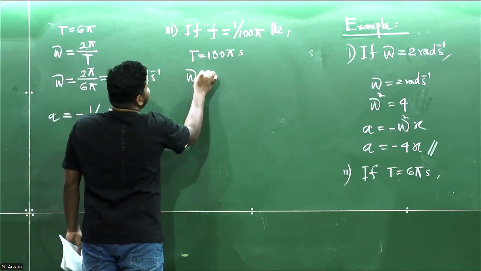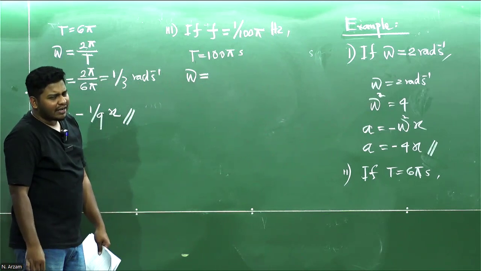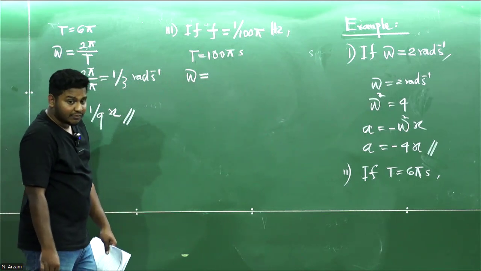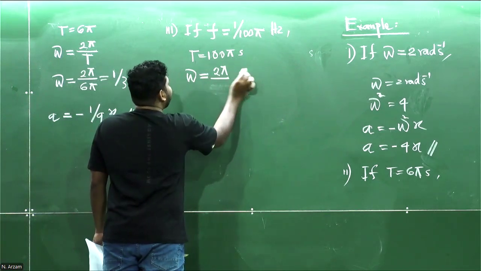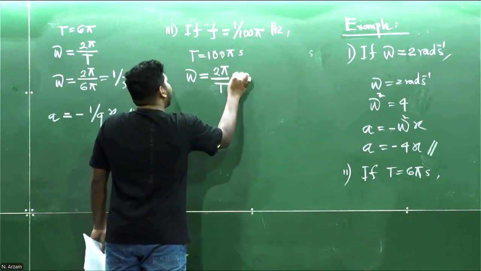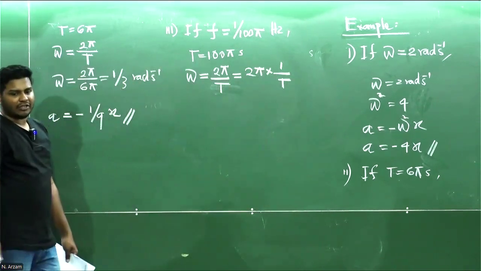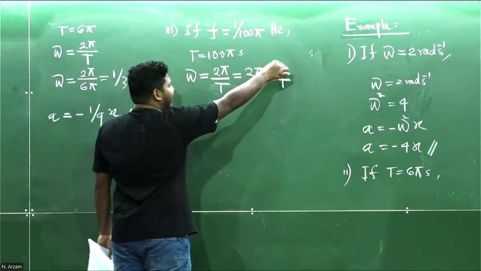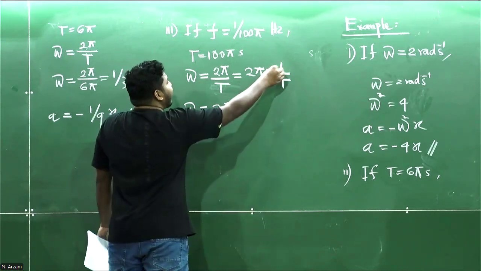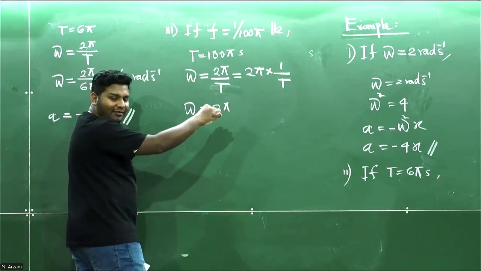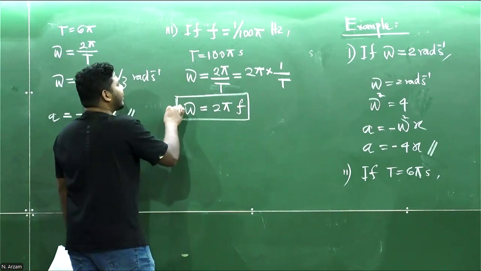Omega. What is the equation for the omega? Omega is equal to 25 over t. We can write another equation as well. Omega is equal to 25 into 1 over t, right? So for 1 over t, what can we substitute? f. So omega is equal to 25 f.